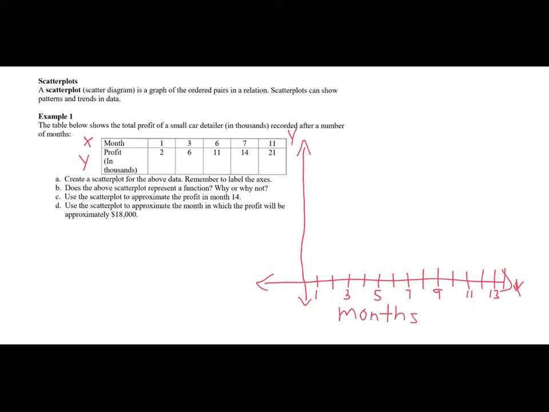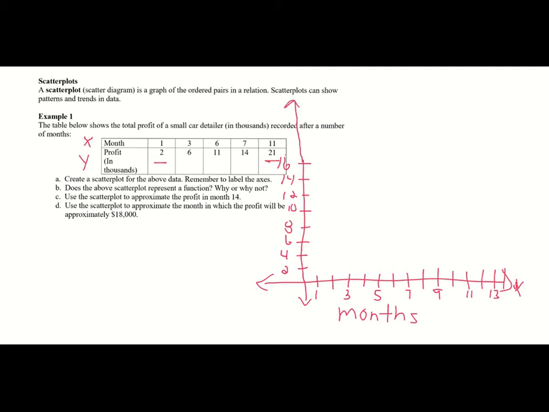Okay, and then the Y value, it goes from 2 to 21 on ours, and that's in thousands. I'm feeling like we should maybe count by twos on here. So every hash mark will be $2,000. I might need to make it a little bit bigger. So like this would be 2,000, 4,000, 6,000, 8,000, 10,000, 12,000, 14,000, 16,000, 18,000, and I do need to make it a little bit taller. So let's fix that.